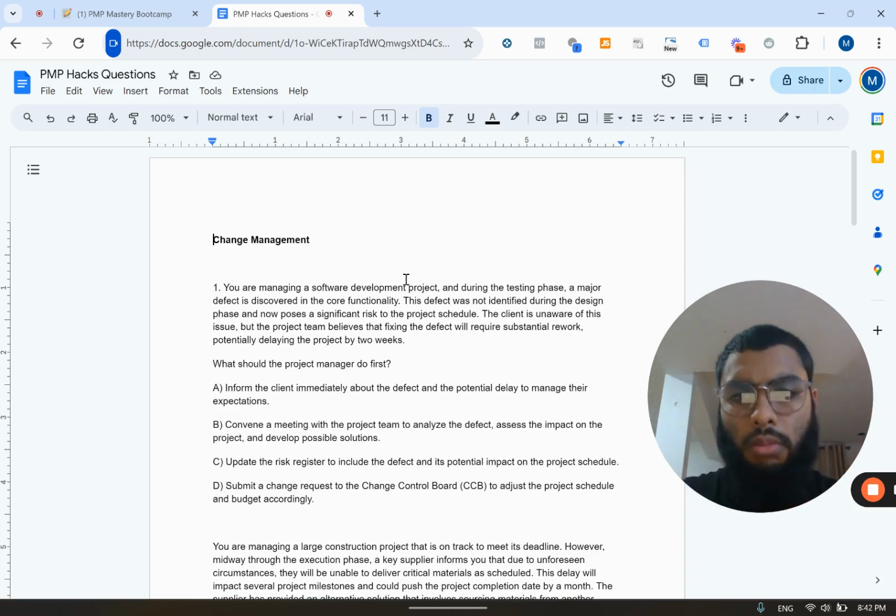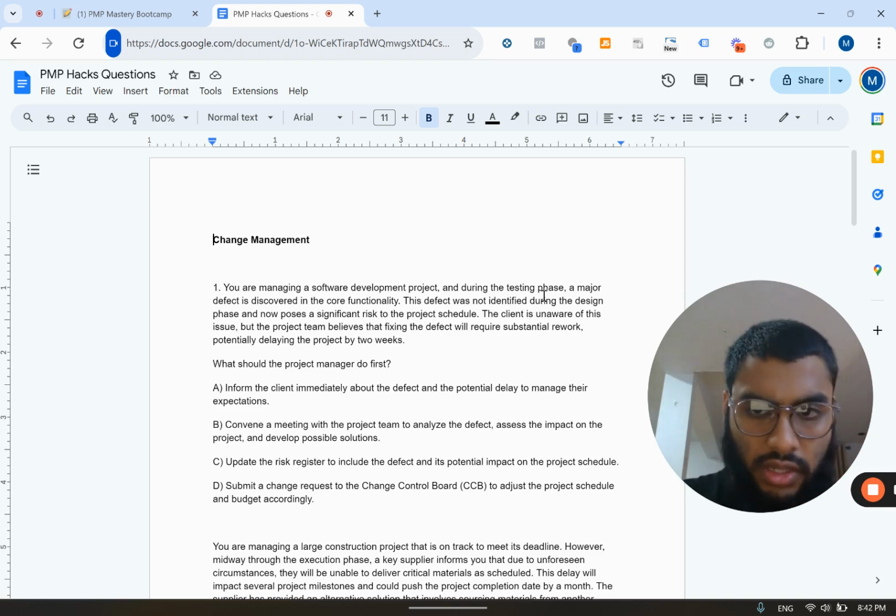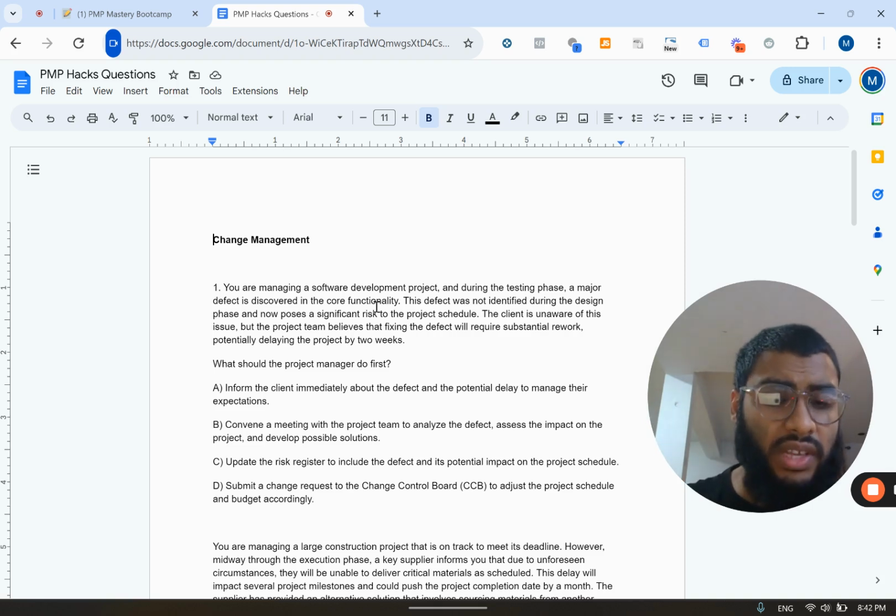Number one: you are managing a software development project, and during the testing phase, a major defect is discovered in the core functionality. The defect was not identified during the design phase and now poses a significant risk to the project schedule. The client is unaware of this issue, but the project team believes that fixing the defect will require substantial rework, potentially delaying the project by 2 weeks. What should the project manager do first?